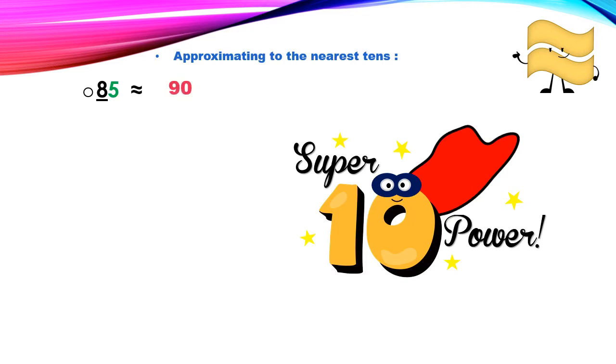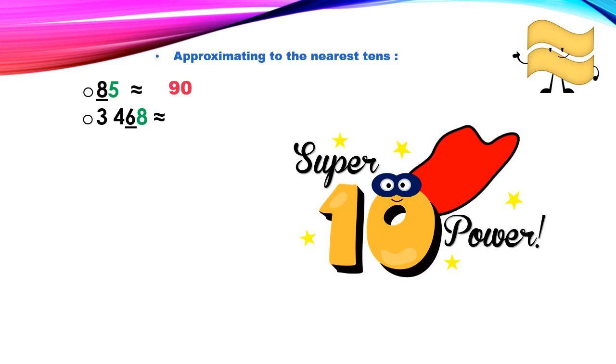85 is closer to 90. So I will replace the 8 with 9. I added 1 to the 8, so it becomes 9, and I replace the 5 with 0. And we agreed that the number in the unit place, rich or poor, we will replace it with zero. Let's take another example.